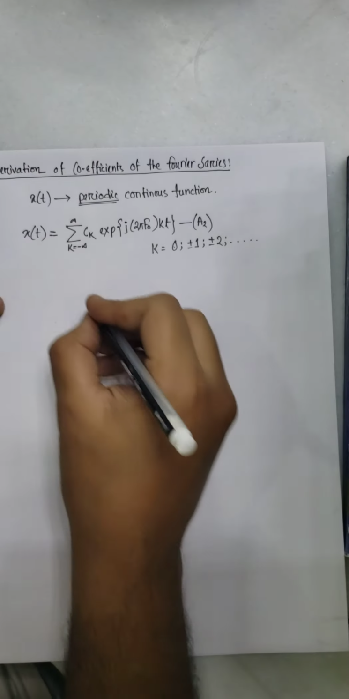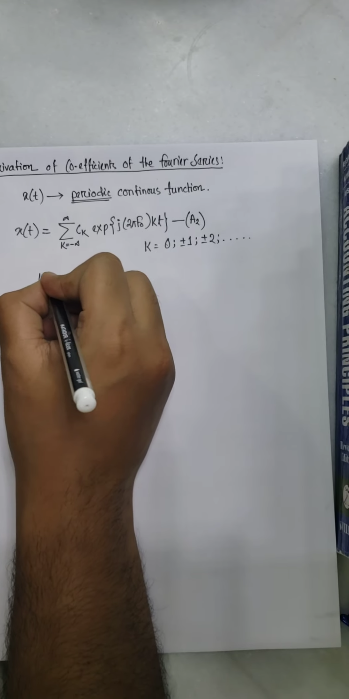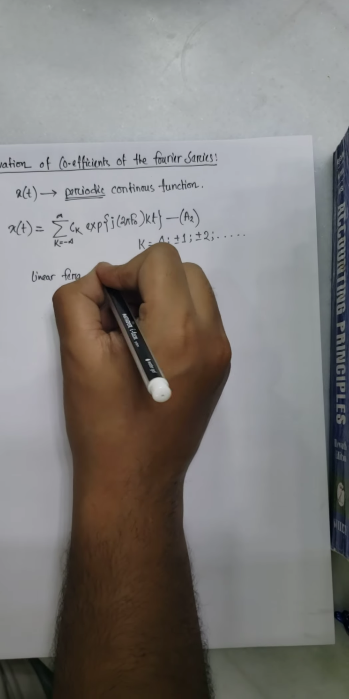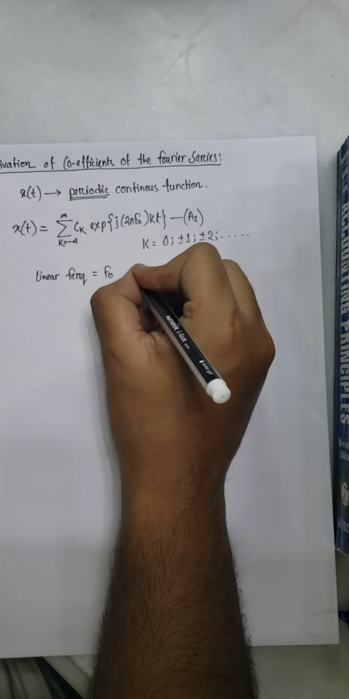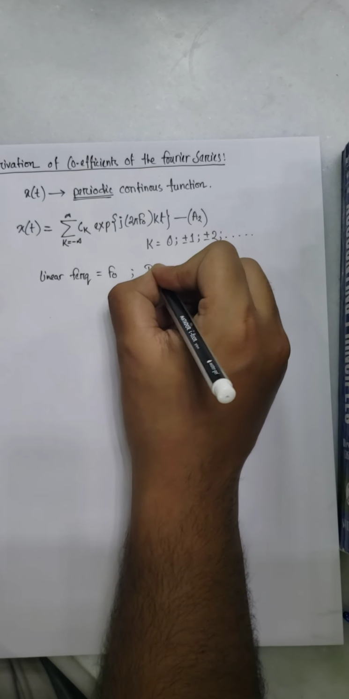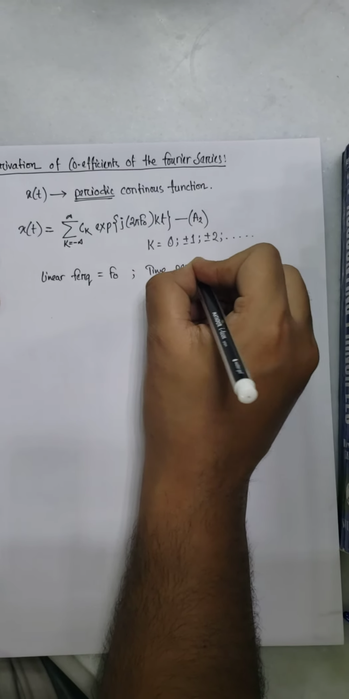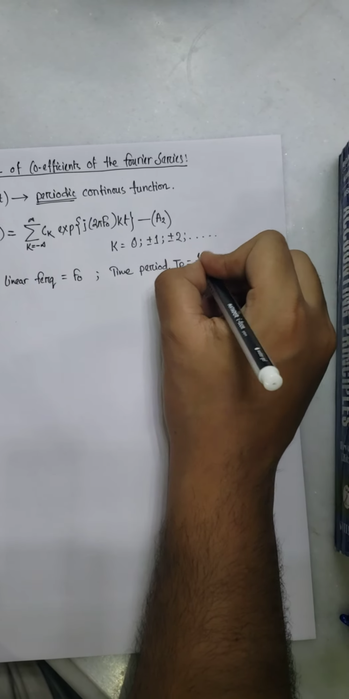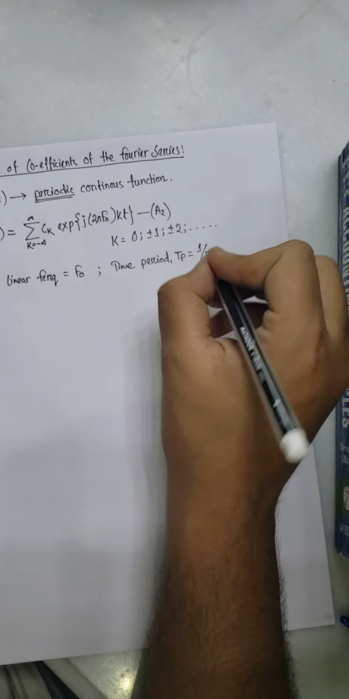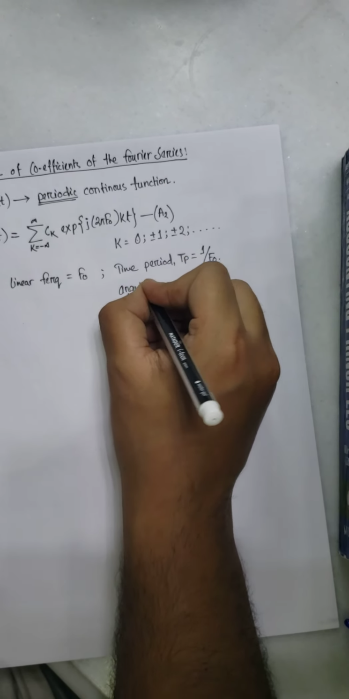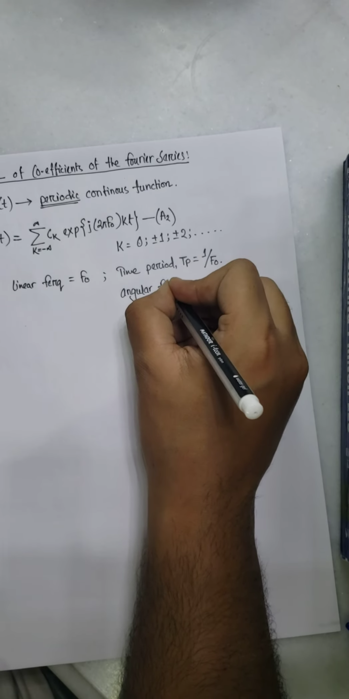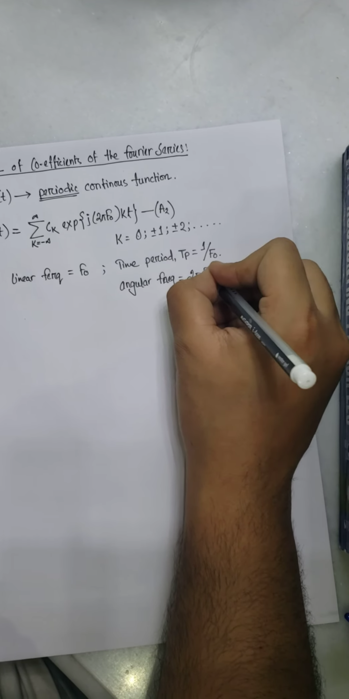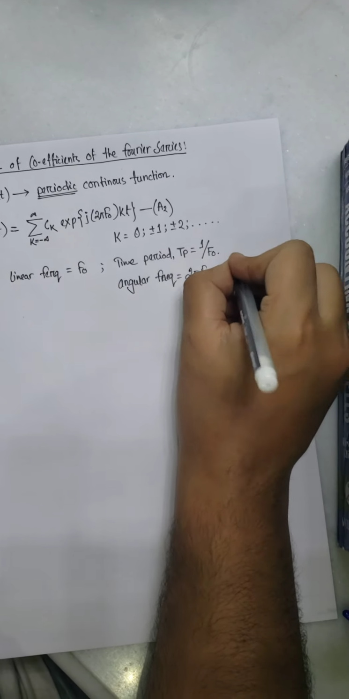Now if that is the case, we know that the linear frequency is equal to f naught, and from that we can very easily determine the time period, that is T p, to be equal to 1 over f naught, and the angular frequency to be 2 pi f naught, otherwise called omega naught.